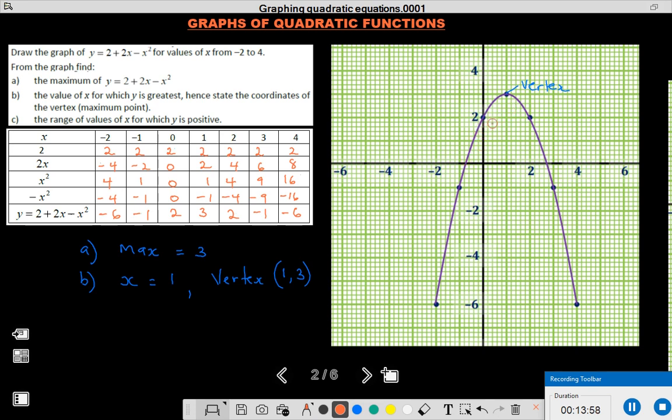This is the part needed. Please don't just say some shading to indicate. So this is the part of our function which is positive. This lower part here is negative, but the upper part there is positive. This is negative. So the range of values of x, that means from this value of x here up to this value here.